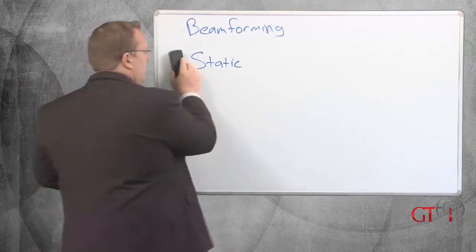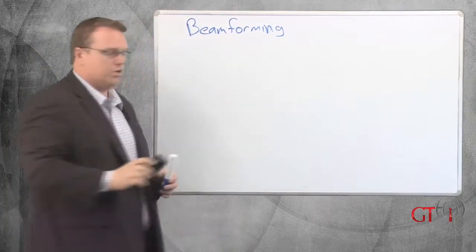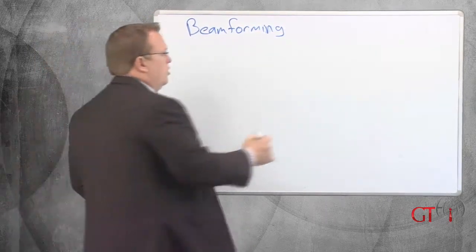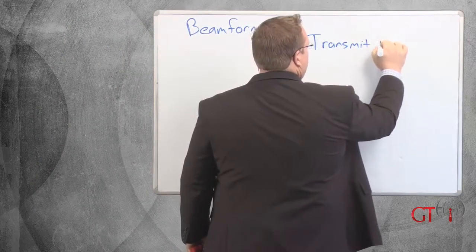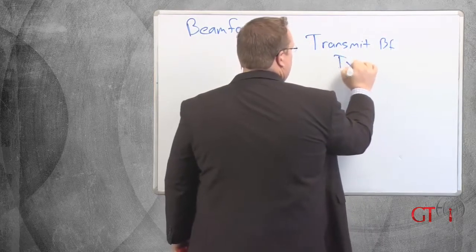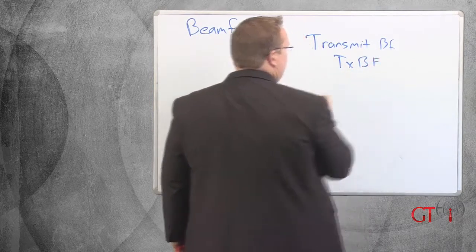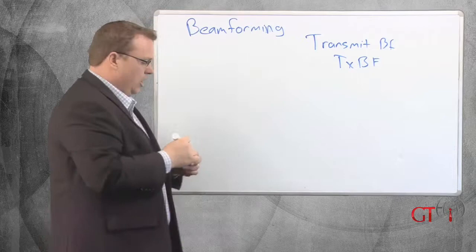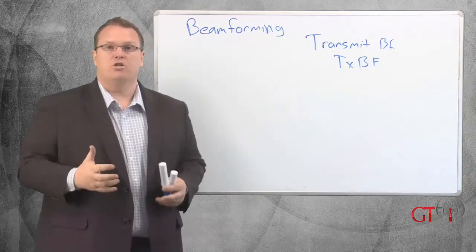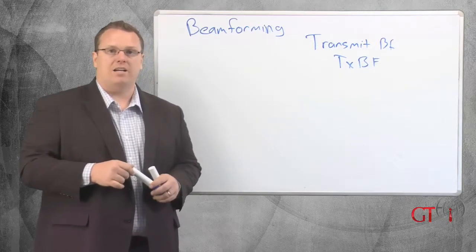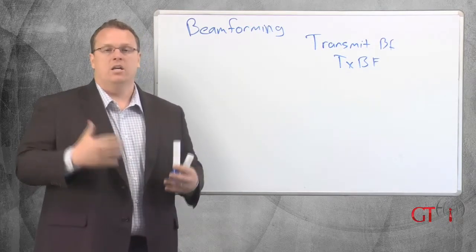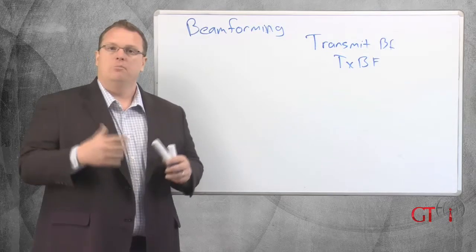A cooler type, maybe the most complicated one to explain, is called transmit beamforming. That is abbreviated TXBF, transmit beamforming. Transmit beamforming was introduced to Wi-Fi in 802.11n. It is further perfected and actually became a reality in 802.11ac. But what is it?